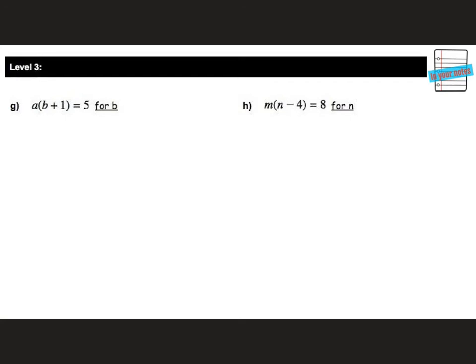All right, level 3. So we are trying to get b by itself, and we'll notice b is stuck inside of those parentheses. So I could distribute this a through the parentheses, or we could get rid of this a at the very start of the problem. Since this a is touching the parentheses, that means these are combined by multiplication. So since we're multiplying by a, to get rid of it, we can go ahead and divide by a. So then we're left with b plus 1 equals 5 divided by a.